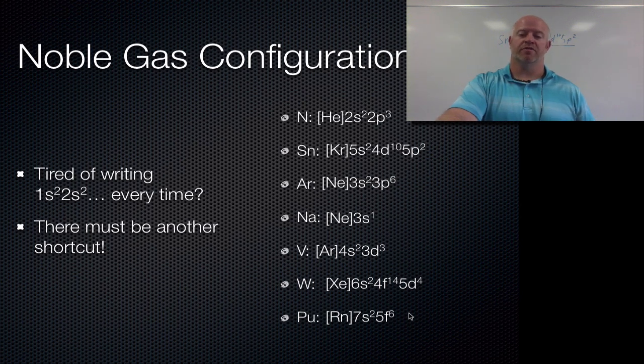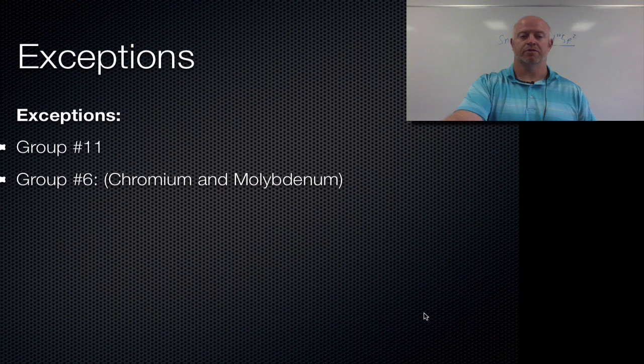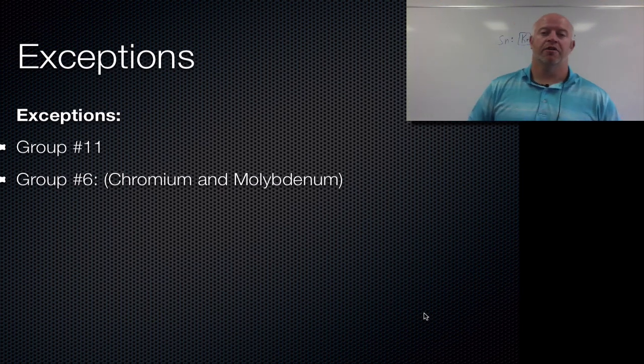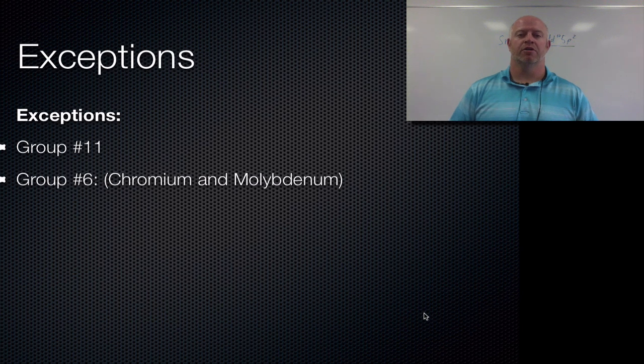We're going to keep going in this video, and we're actually going to talk about the exceptions to our octet rule now. There are two different groups that we want to identify for exceptions. There are others, but these are the ones that you're responsible for in terms of being assessed. It's group 11 and group 6.